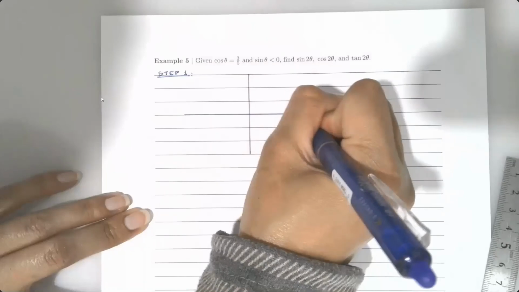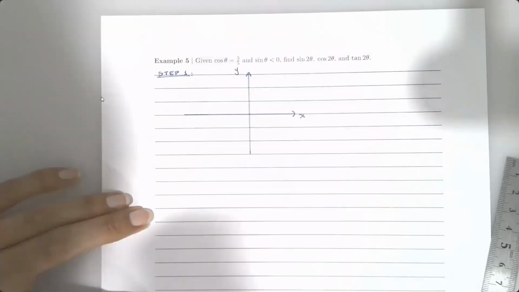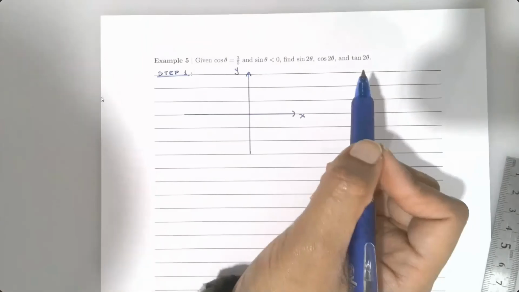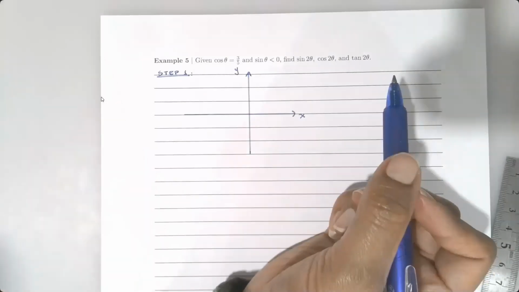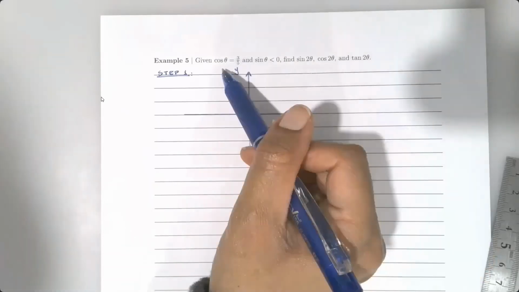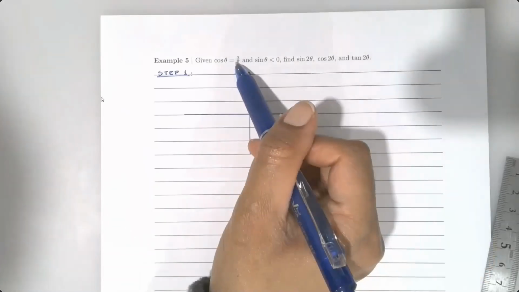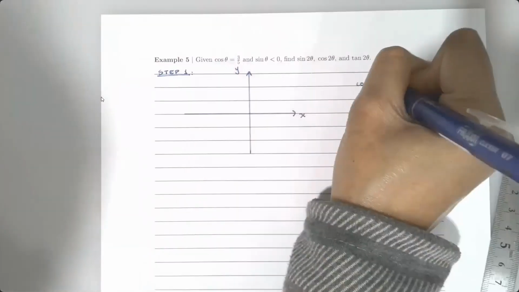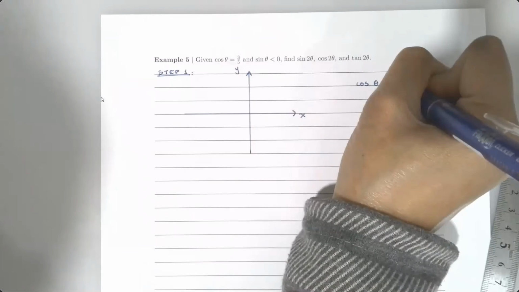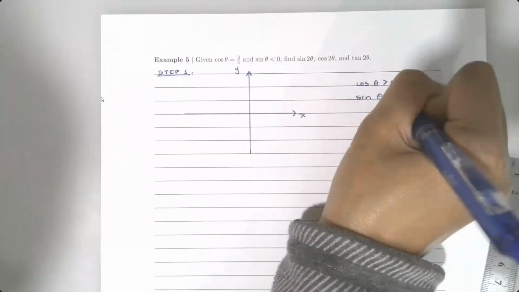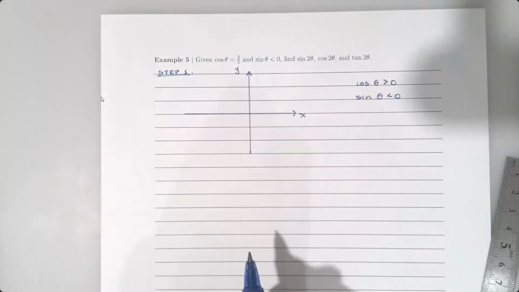And here's x, here's y. Now, they don't tell us explicitly what quadrant the angle theta is found in. But notice what they did say. They said cosine theta is 3 over 5. So that means cosine theta is positive and sine of theta is negative. So in which quadrant do we have a positive cosine but a negative sine?